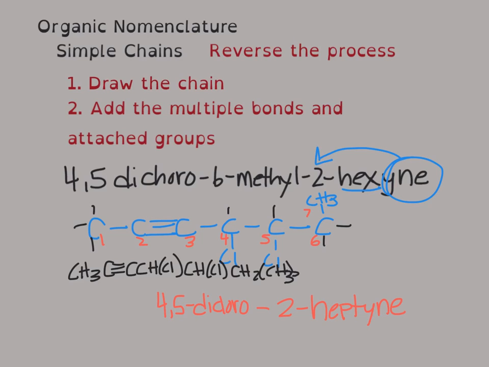Again, whenever you are going in the reverse, you need to draw the longest continuous chain, add in the multiple bonds, and then add your attached groups, and that's how you go from the name to the structure.